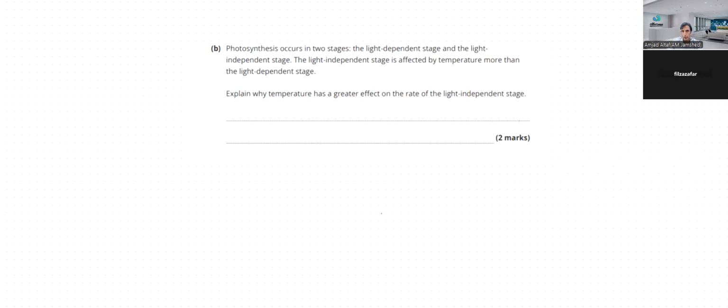Photosynthesis occurs in two stages. The first point that we get from here is photosynthesis, which we have already established. This is the process by which plants prepare their own food, in the form of what? In the form of glucose, right? So this process, okay, I can show you here. It's a simple equation that we always have.